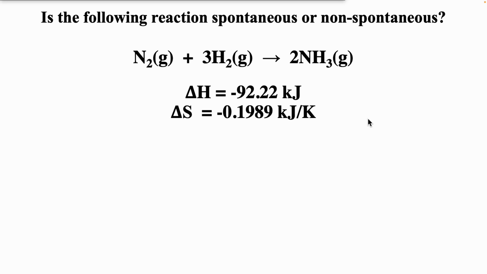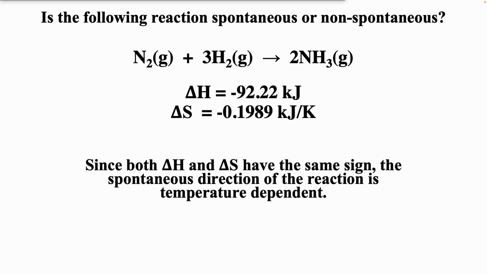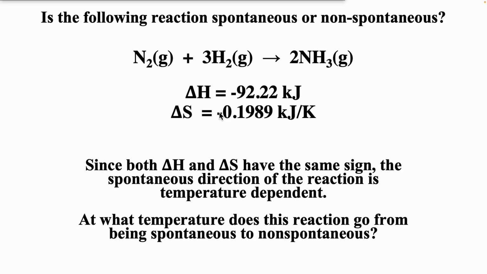So is the following reaction spontaneous or non-spontaneous? So we have nitrogen plus hydrogen going to ammonia, and we're given the delta H and delta S values. And so if we want to know if it's spontaneous, we have to know the delta G values. Also notice that because delta H and delta S have the same sign, whether or not the reaction is spontaneous or non-spontaneous will depend on temperature. So we could also ask, at what temperature will the reaction go from being spontaneous to non-spontaneous?